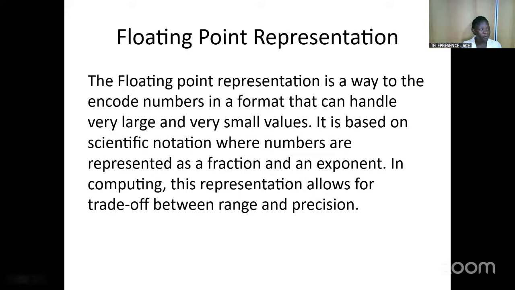That is, when you have a very large number, floating points will allow us to harmonize it in such a way that it can be represented well, and in order to avoid any form of trade-off between the range, that is how large it is, and the precision, the accuracy part of it. So when you have a very voluminous digit, floating points will allow you to work with it, and it can handle it in such a way that it will be precise.